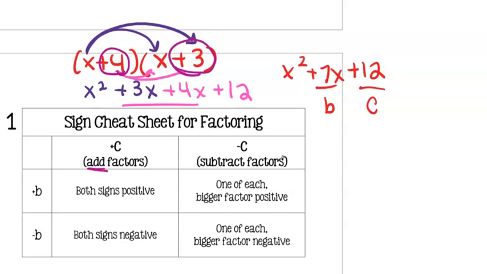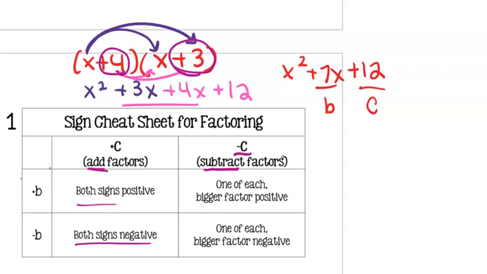And you will add those factors. Either both of them will be positive or both of them will be negative, because a positive times a positive is a positive, and a negative times a negative is a positive. When you multiply them, if you come out with a negative C, then you need to subtract your factors. And to get a negative, when you multiply, they need to be different. So your factors will have signs that are different.